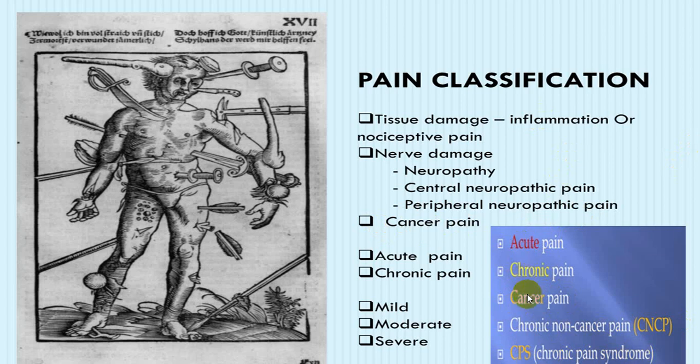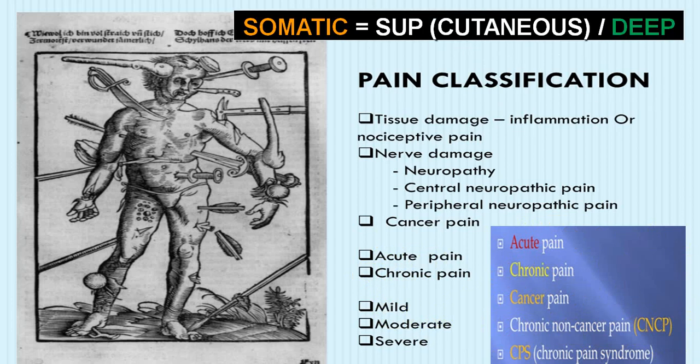So usually we divide pain into these 5 groups: acute pain, chronic pain, cancer pain, chronic non-cancer pain, and chronic pain syndromes. These are the 5 common classifications which are utilized. And depending upon the severity: mild, moderate, and severe. These are a few of the classifications.